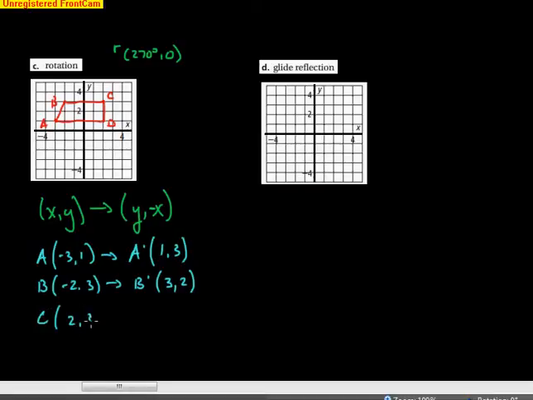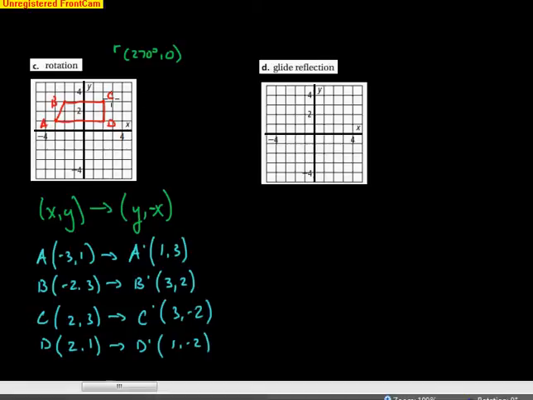C is at (2, 3). I will switch them for C prime to make it (3, 2), and make the second number opposite: (3, -2). And for D, it is at (2, 1). I will switch those for D prime to make it (1, 2), and make the second number opposite: (1, -2). And when I graph this A prime, B prime, C prime, D prime, it should be rotated 270 counterclockwise.